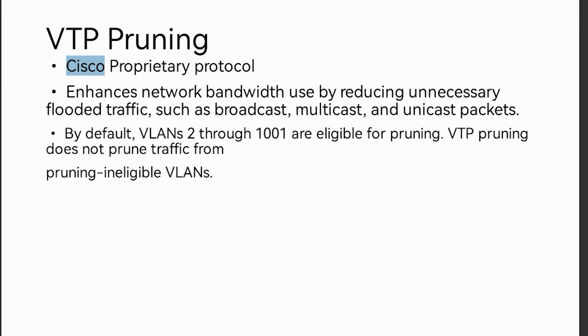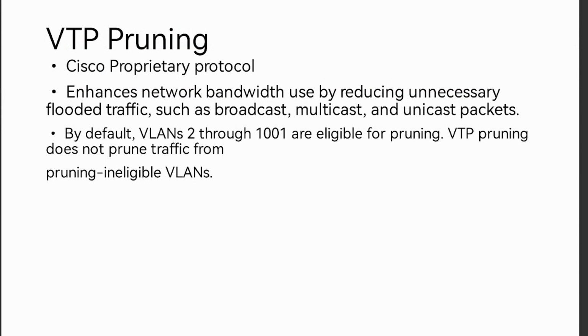So let's come to our next topic, VTP pruning. VTP pruning is a Cisco proprietary protocol. What is it used for? So it enhances network bandwidth use by reducing unnecessary flooded traffic such as broadcast, multicast, and unicast packets. So it reduces unnecessary flooded traffic. What does it mean by that?